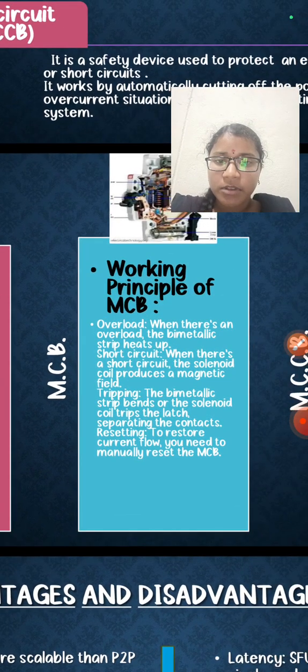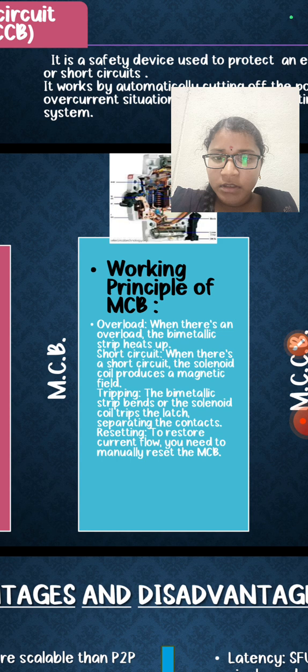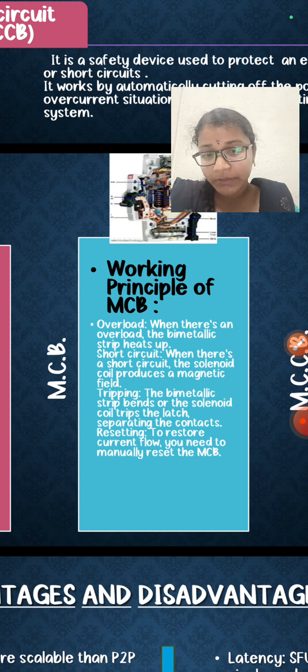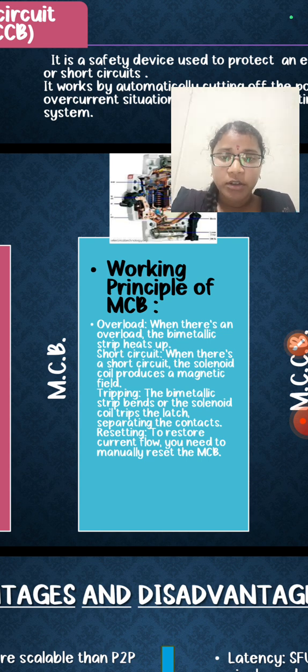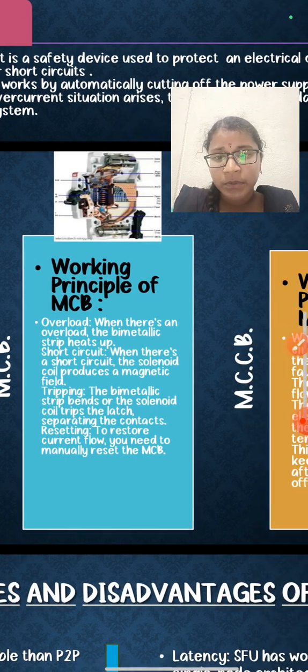Okay, now the working principle of MCB. Overload: when there's an overload, the bimetallic strip heats up. Short circuit: when there's a short circuit, the solenoid coil produces a magnetic field. Next is tripping. The bimetallic strip bends or the solenoid coil trips the latch, separating the contacts. Next, resetting. To restore current flow, you need to manually reset the MCB.